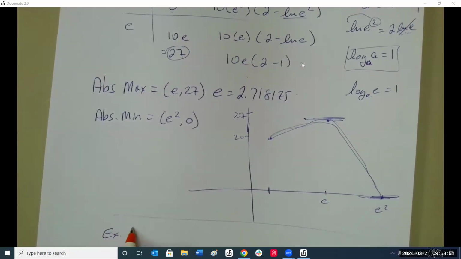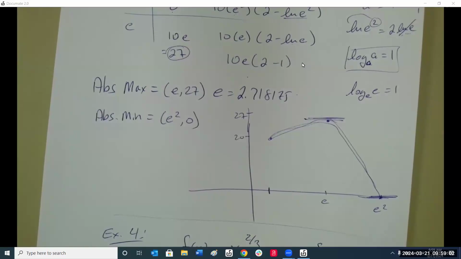Example 4. Again, find the maximum and minima of this function on the interval -2, 3.